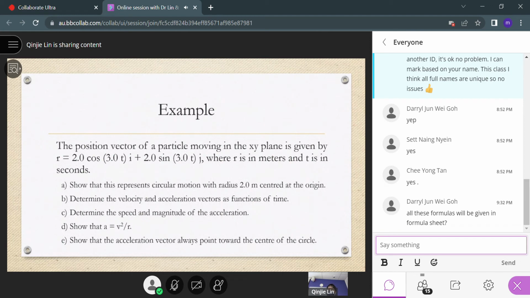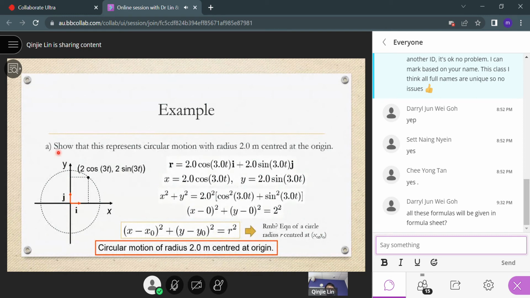So let's look at an example. The position vector of a particle moving in the xy plane is given by r equals this expression. R is a position vector, where r is in meters and t is in seconds. We'll do one part at a time. So we do part A first. Show that this represents circular motion with radius 2 meters centered at the origin.